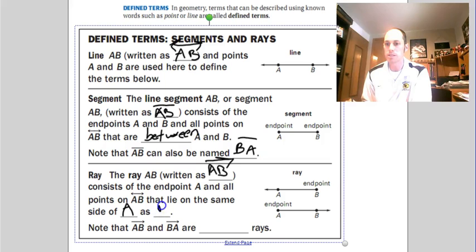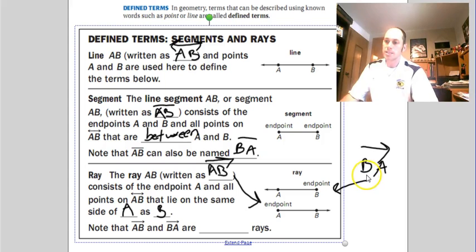So all the points that continue out past B on this side of A. Note we have two different rays here. This one is ray AB. This one is not the same. This one would be ray BA. Do you notice the difference in those two and how we write them?